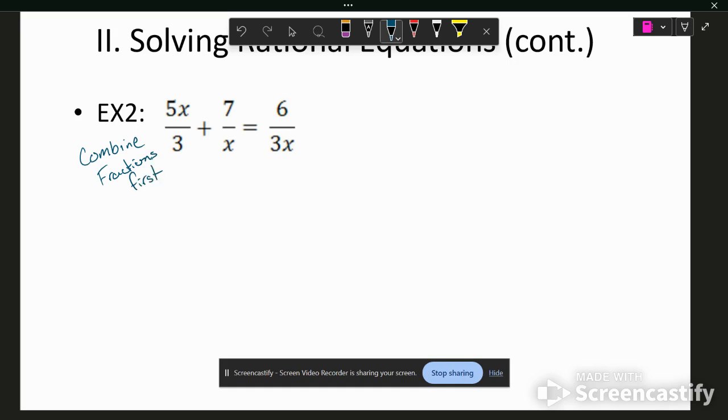So let's go ahead and do that. On this left side here, you're going to multiply by x over x. And on the right side here, 3 over 3. So 5x squared plus 21 over 3x equals 6 over 3x.